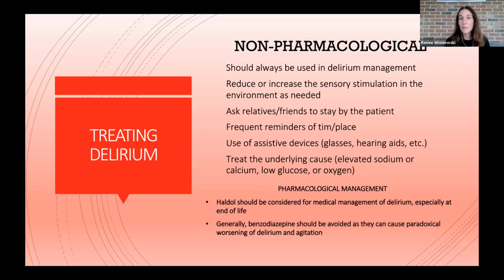It's helpful if relatives and friends can stay by the patient. Familiar faces, familiar voices can be really helpful in reorienting and calming the patient down. Also, frequent reminders of time and place can help with reorientation. Use of assistive devices, glasses, hearing aids, canes, walkers, anything that the patient needs to get by can help with delirium. And then treating the underlying cause, for example, if it's elevated sodium or calcium or low glucose or low oxygen, treating that can help improve delirium.